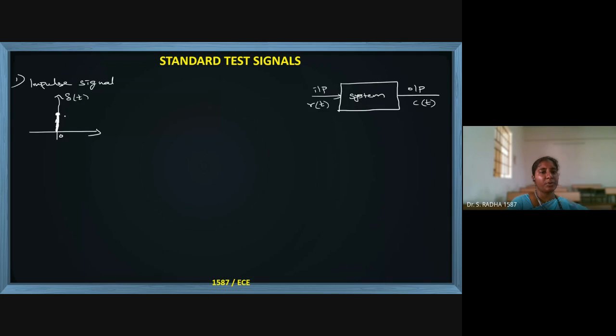This height may be capital A. So this is t, the independent variable on the x-axis. Now this del of t is capital A only at t equal to 0. For all other time, for t not equal to 0, the height is 0. This is the mathematical equation for the impulse signal. Diagram is there, mathematical equation is there.